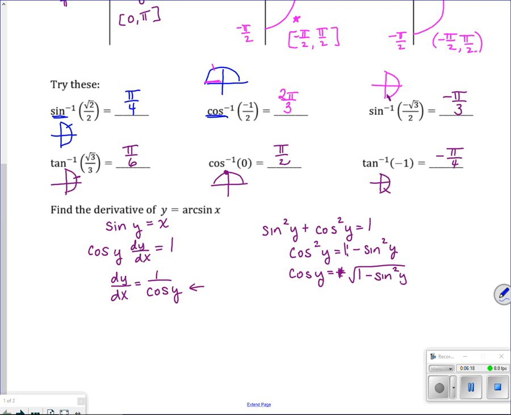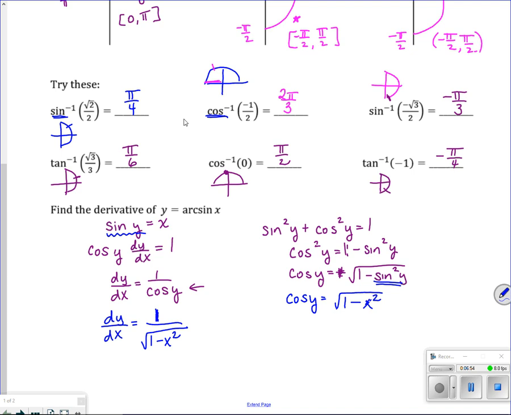But let's see here. You're still not getting there because you're trying to get it in terms of x and you still have y. Look back over here. Do you notice this statement? The sine of y is x. So right here, if the sine of y is x, that's really 1 minus x squared. So dy dx is going to be 1 over the square root of 1 minus x squared.